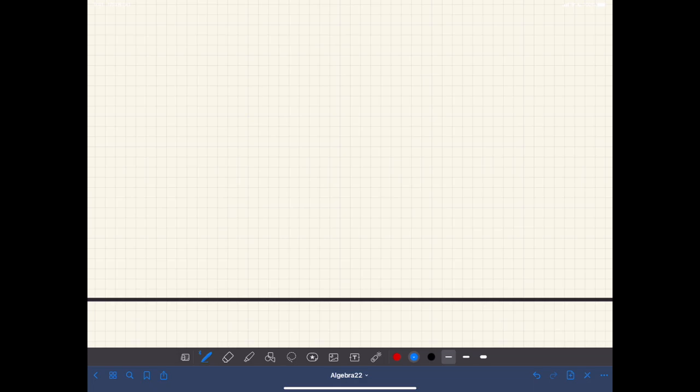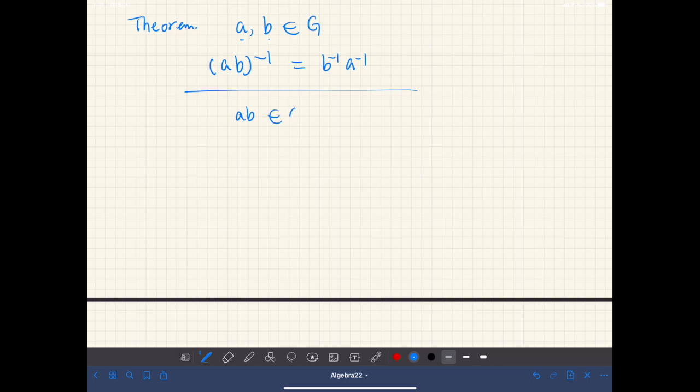Now let's see some more properties of groups. Here's a theorem. We assume G is a group, and let's say A and B are arbitrary elements of the group G. Then the inverse element of AB is B inverse times A inverse. What this means is that A and B are elements of the group, and AB is also an element of the group, right? So it should have its inverse, and that inverse is given by B inverse and A inverse in this order.